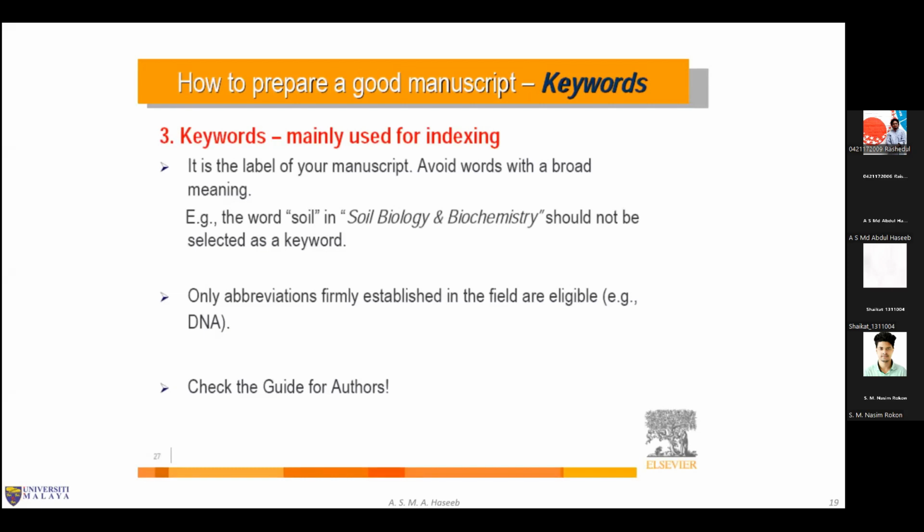In general, as we mentioned, it has to be specific. Just to give you an example, let's say you are writing a paper for a journal whose title is Soil Biology and Biochemistry. In such a case, if you have soil as a keyword in your paper, this is redundant because everybody knows that you are writing for a journal on soil, so your work must be on soil. So you don't write this kind of general words here. You have to be more specific.